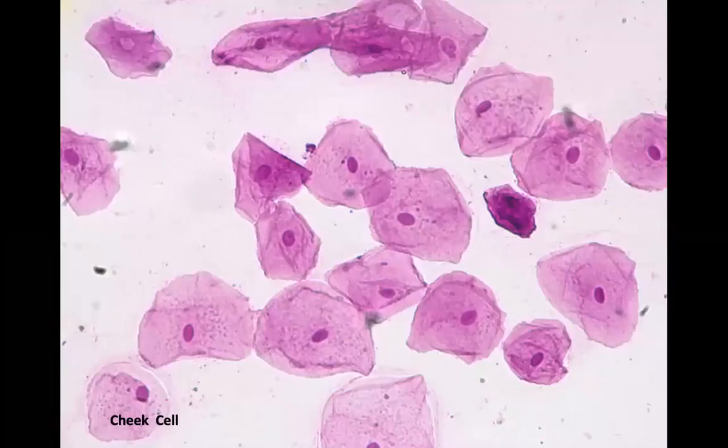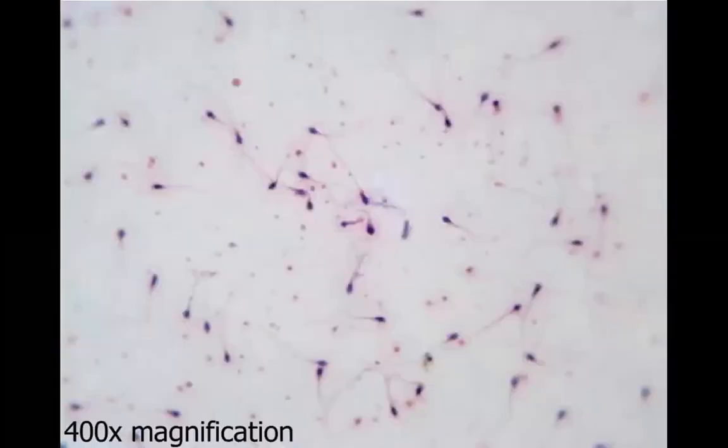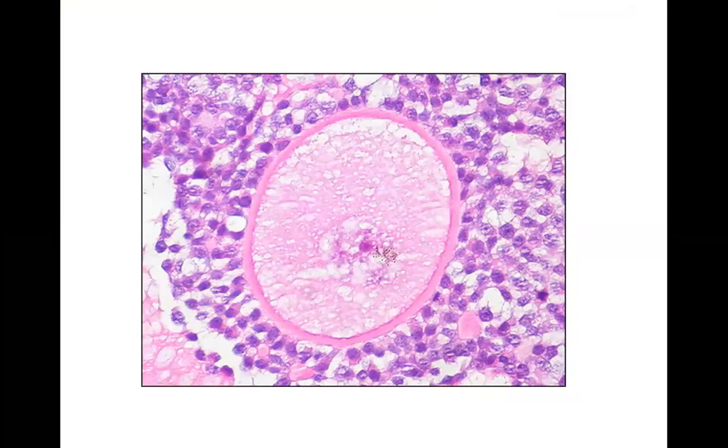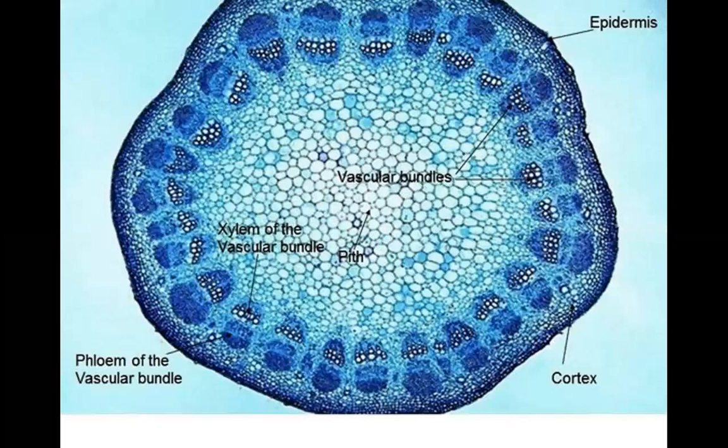What's that? Cheek cell. Oh, okay. That's just magnified. What are those? Sperm cells? Yeah. What about here? Where do you see those words? Xylem and phloem. In the back wall. Keep it in mind.